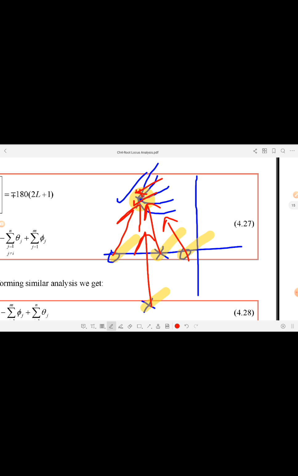Regarding the angle of departure from the complex pole, as I have said, we assume that the test point is in the very close neighborhood. This is the test point and this is the pole of interest. We calculate the angle in the normal manner that we have learned before, from the pole or zero of interest to the test point. This means that this will be the angle.